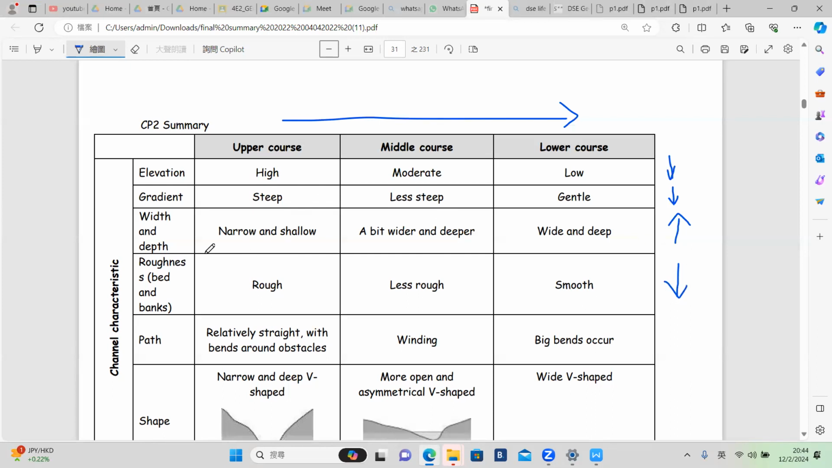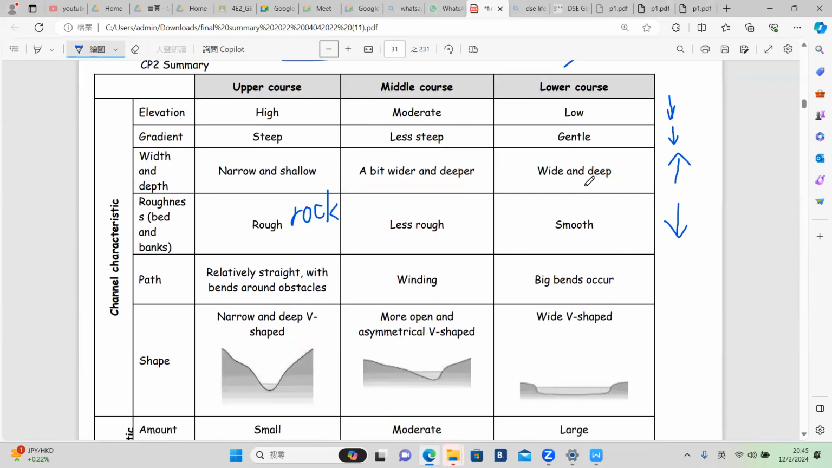Okay, roughness, talking about whether there's a lot of rock or more sand, so on and so forth. In the upper course, the roughness is high because there's a lot of rock. But for the lower course, it's kind of smooth because it's mainly made up of sand or even clay. In general, the roughness of the river course will be decreasing towards the lower course.